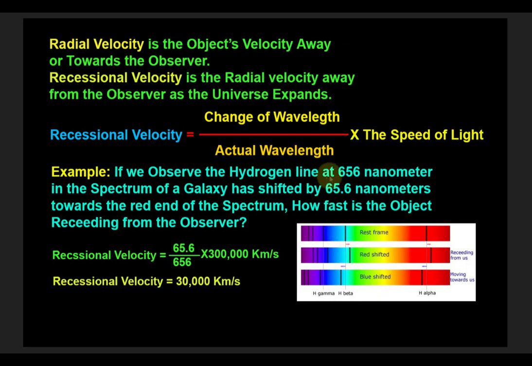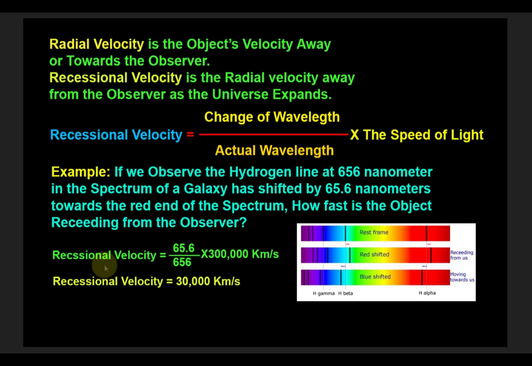That amount can be figured out by the actual shift. So the shift is measured in nanometers, and we need a specific line. Let's say this line here has a wavelength of 656 nanometers. Now, if we measure this line, we can see it's moved towards the red end of the spectrum by 65.6 nanometers. Then we can figure out how fast this galaxy is moving away from us.